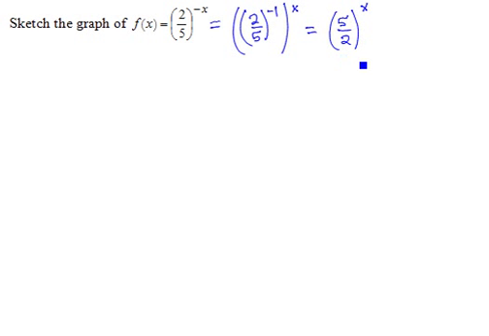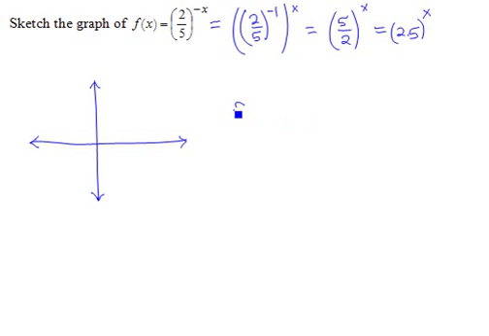And 5/2 is a number that is greater than 1. In fact, it's 2.5. So we have an exponential function that has a base greater than 1. And whenever that's the case, we show exponential growth. And so our function is going to exhibit exponential growth, and we can approximate a graph of this by noting that f of 0 for any exponential function is equal to 1, and so the function will pass through the point (0, 1). From here on out, it's going to exhibit exponential growth.